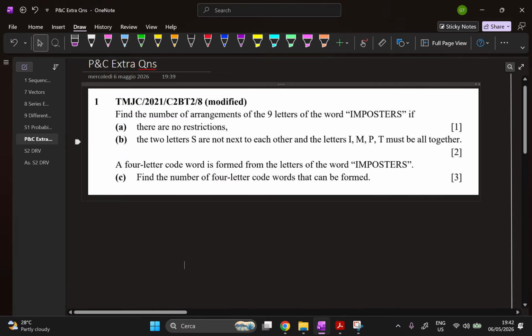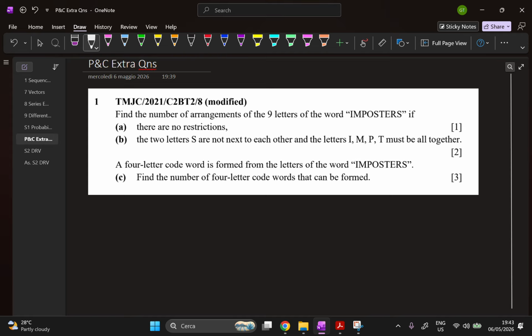So when you get problems about letters in a word, which is reminiscent of tutorial S1 question 3, it actually helps to take note of the repeated letters. So let us write out the letters, see which letters are repeated. And you see that there are 2 S's, right? So we know that we need to take care of this. So keep that in mind.